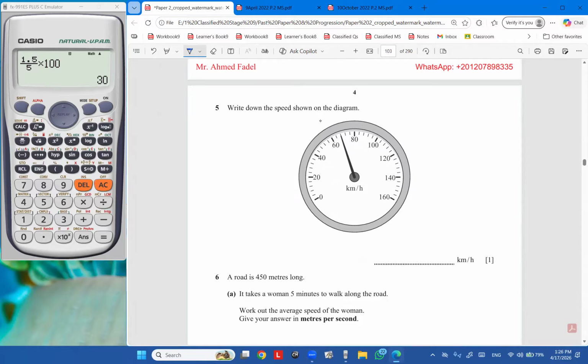Do you want to write down the speed shown on the diagram? Well, I first need to find out how much each jump or each lap is. So look at this. Here, I moved once, twice, three, four, 5 times. It became 20. So it is 20 divided by 5, not divided by 4. Don't count the number of small lines here. Don't say it is 20 divided by 4. No, it is 20 divided by 5 jumps. 1, 2, 3, 4, 5. So that is going to give you each small line is 4. So this is 64, this is 68. So 68 kilometers per hour.